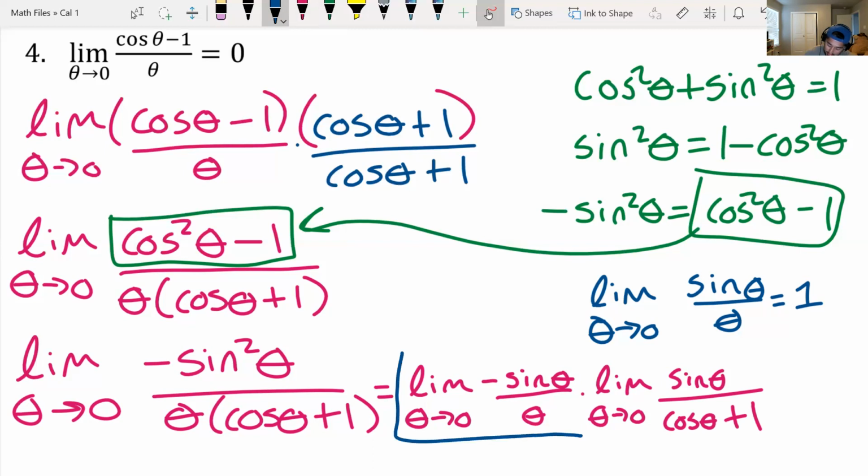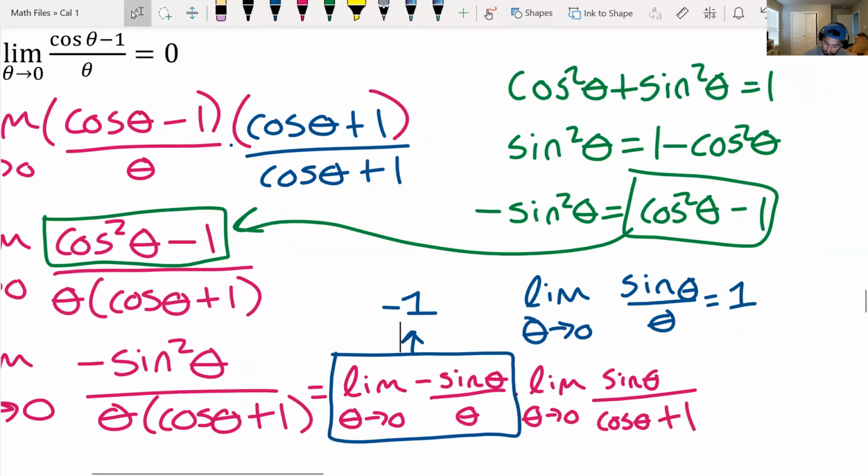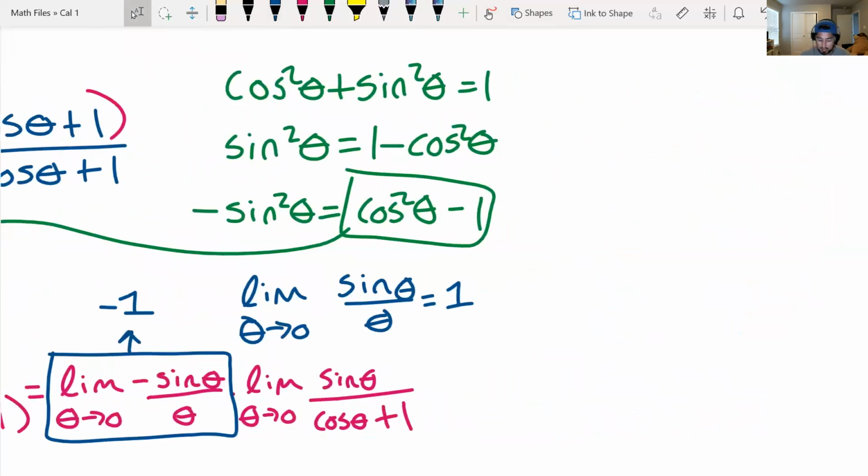This whole limit follows our identity. But instead of one, it's going to become negative one. That's it. So this becomes negative one. And now, on this limit, we are going to plug in zero for sine and cosine.